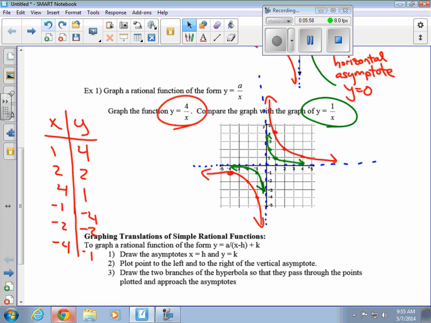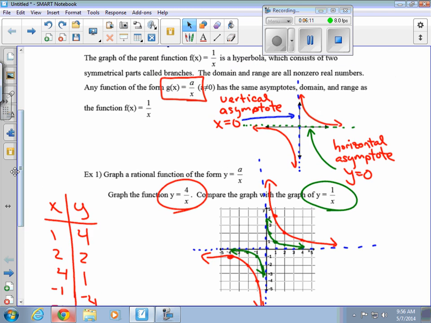Okay, the same general shape. Domain and range are going to be the same, and the what are going to be the same? Well, the quadrants, but also the asymptotes, right? So the asymptotes are going to be the same because it says so right here. Asymptotes, domain, and range will always be the same.